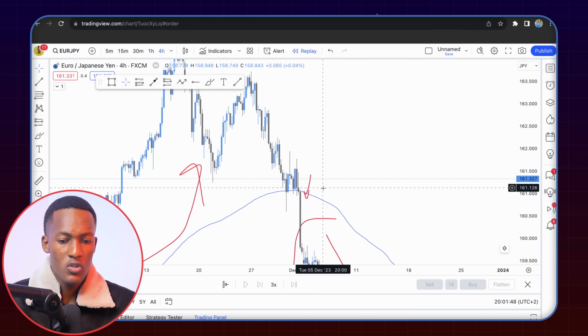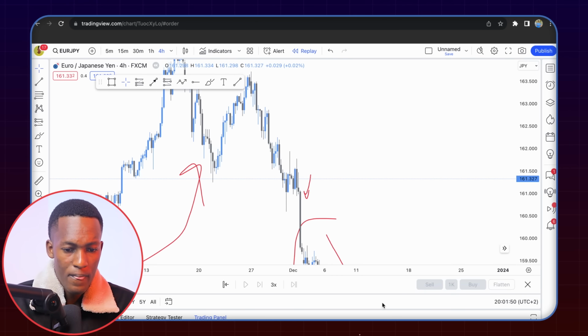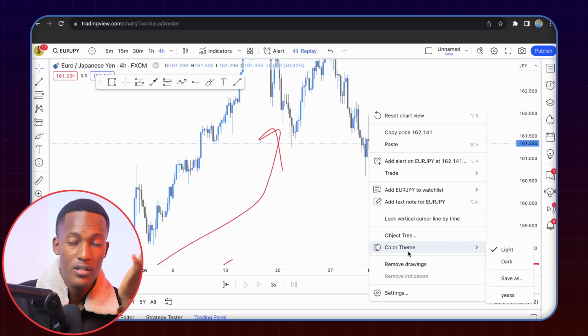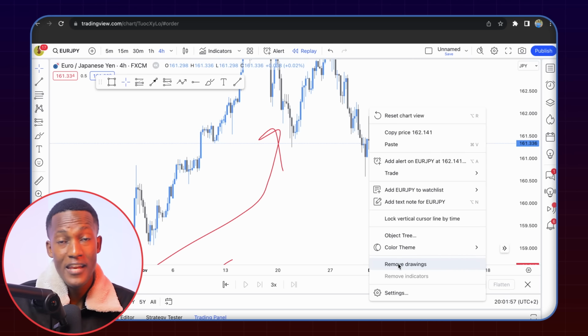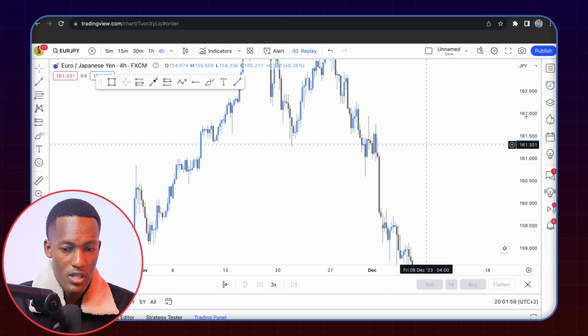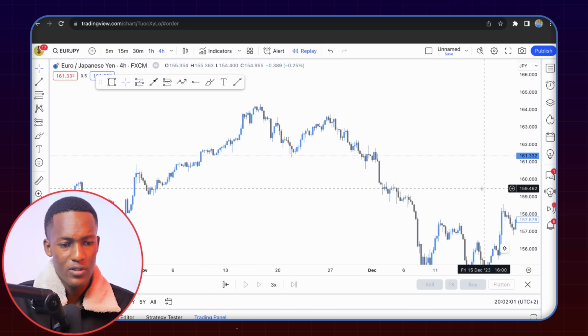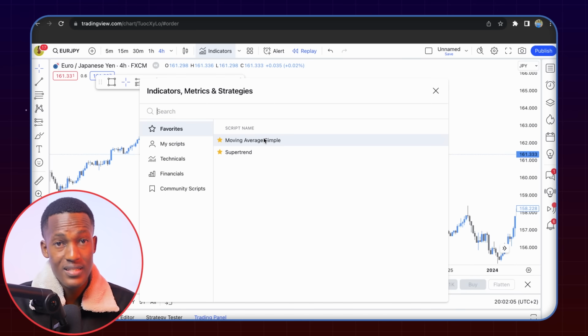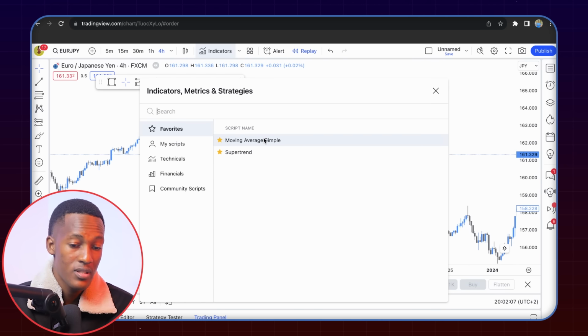Now, like I said, the 200 moving average is generally for finding the overall trend. So I'm just going to go ahead and delete it and show you now the other way on how you can use these moving averages to get trades. Okay, so let me also delete drawings, and here we go. Now just again come back here to the indicators section and type in. This time around we are going to be using simple moving averages.